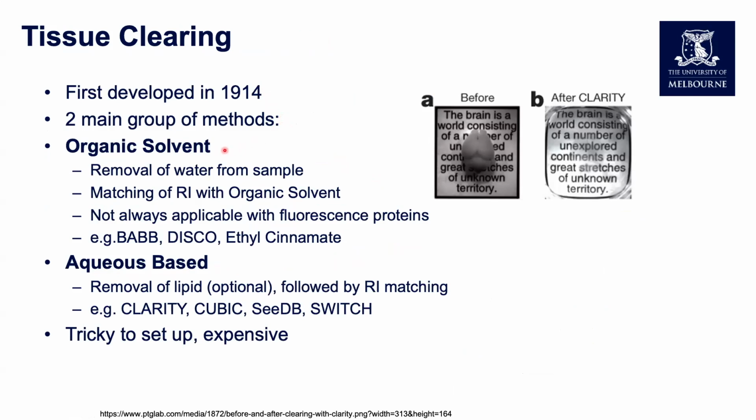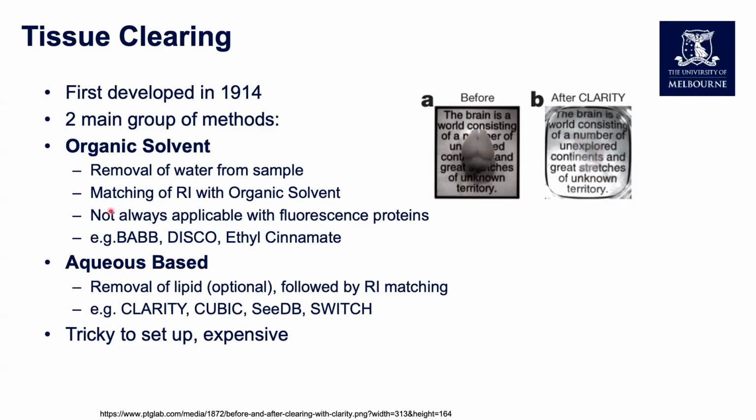So the first one is organic solvents. In this case, we're dehydrating the sample again, as we did for the tissue sections previously. And what we're trying to do is match the refractive index of the tissue with an organic solvent. So in this case, there's one approach here. This actually comes up under aqueous-based. This is the CLARITY approach. You can see a brain here before and after clearing. So you can see it's almost completely see-through.